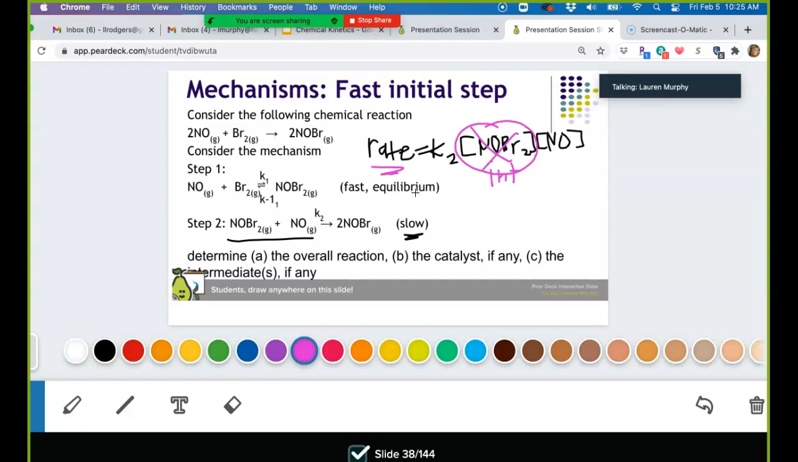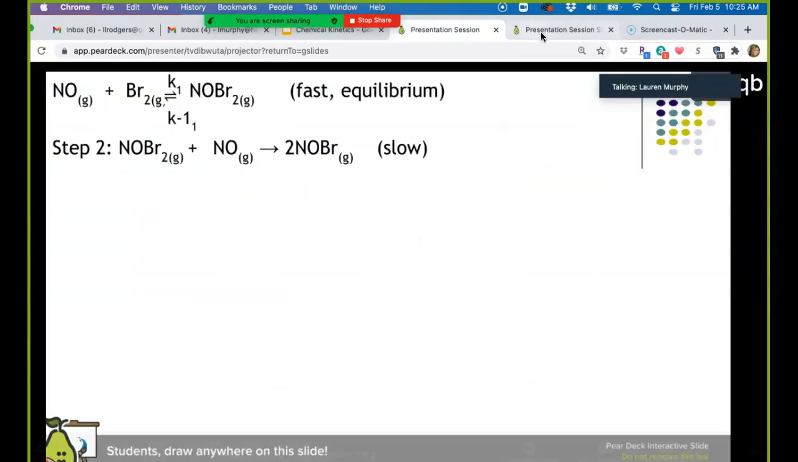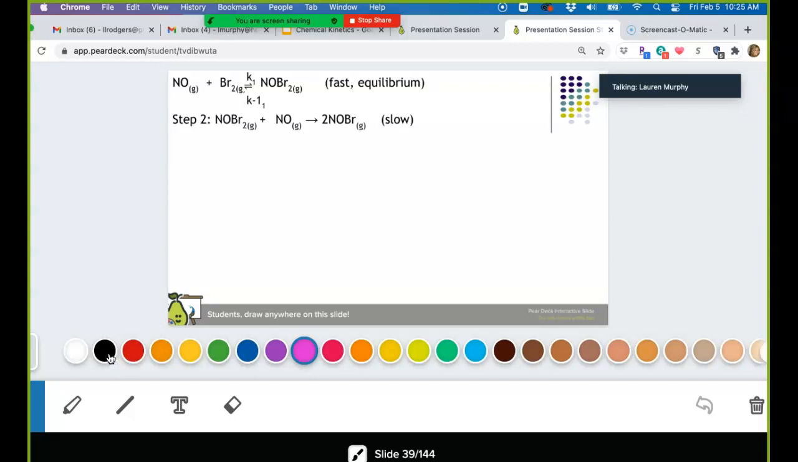So you go, well, then what do I do? So you can keep this guy. NO is part of my overall reaction. So you go back up to the first step. Okay? And you go, okay, what does equilibrium mean? Equilibrium, by definition, is the rate or speed of the forward reaction equals the rate of the reverse reaction, meaning it goes back and forth and back and forth and back and forth at equal rates. So maybe it's fast, but it's back and forth at the same rate.